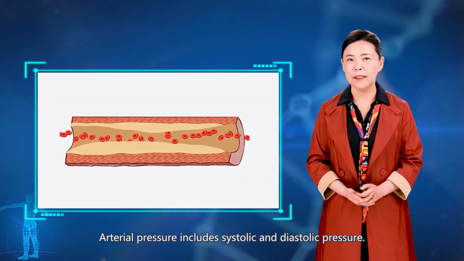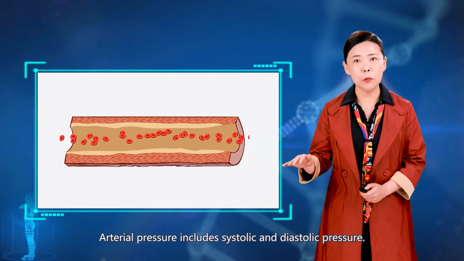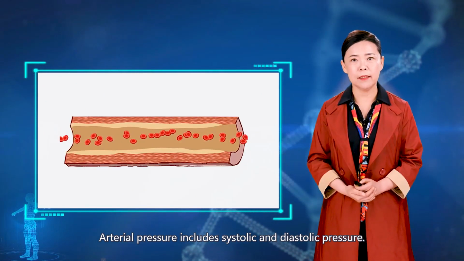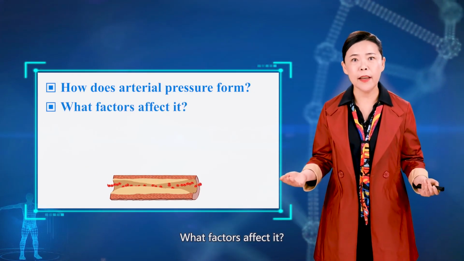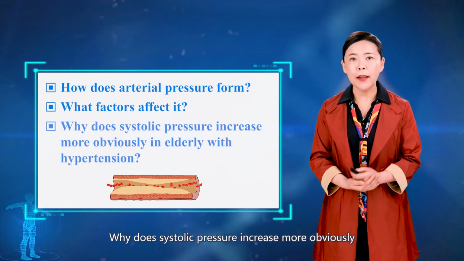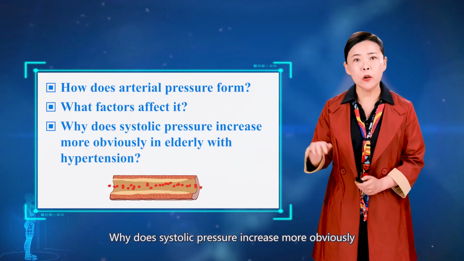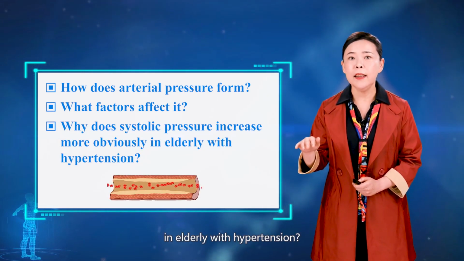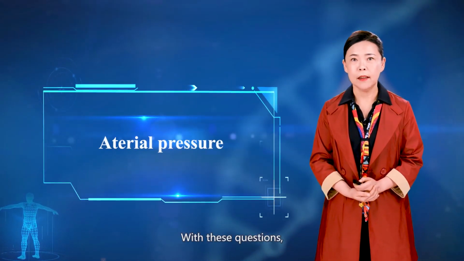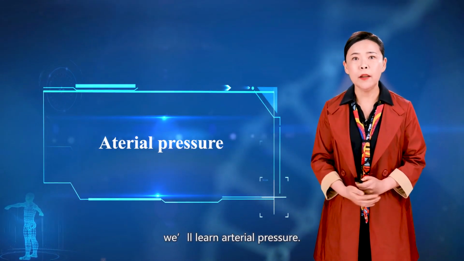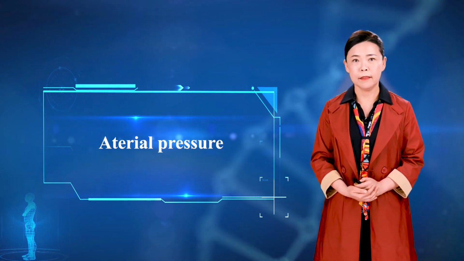Arterial pressure includes systolic pressure and diastolic pressure. Why does it form? What factors affect it? Why does systolic pressure increase more obviously in elderly with hypertension? With these questions, we will learn arterial pressure.